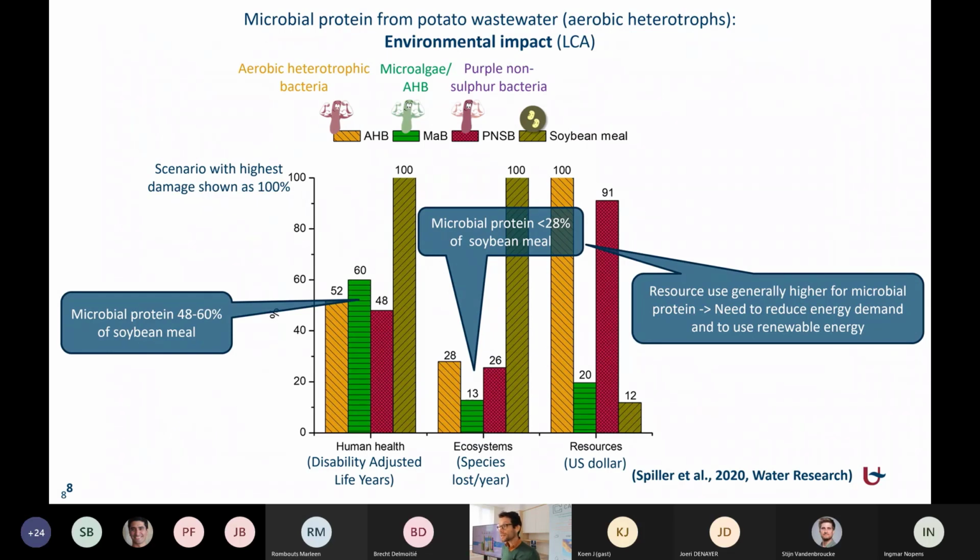Now, if we look at water and wastewater, we can also grow microbial protein on these resources. And here you can see an example of 3 groups of microbial protein and their environmental impact if you grow them on wastewater from a potato processing company. Here you can see, for instance, that for human health, the 3 types of microbes considered, the first 3 bars, are scoring much better than soybean meal, which is a very typical and conventional feed ingredient. And also at the level of the ecosystems, we score a lot better. At the level of the resources, and more particularly energy, we should be careful and focus particularly on drying steps and the other steps to look into renewable sources of energy.